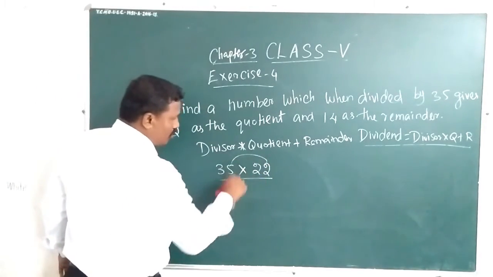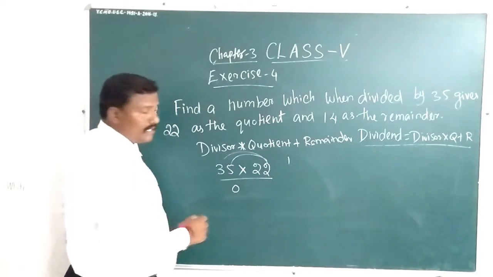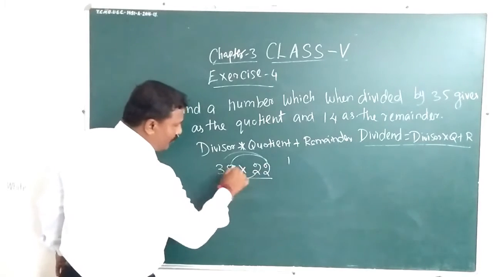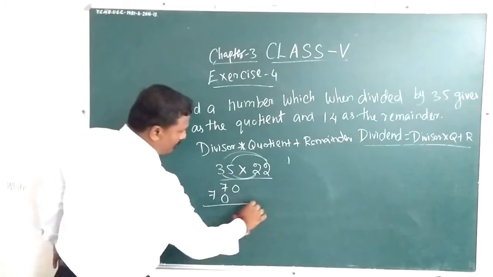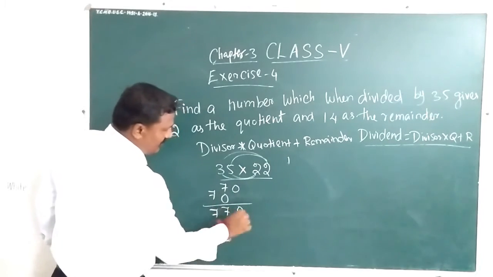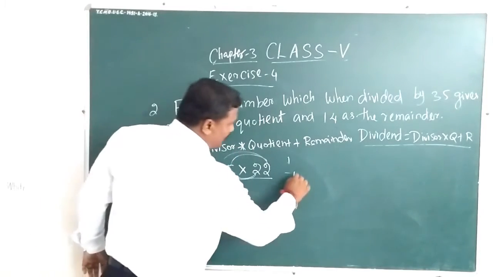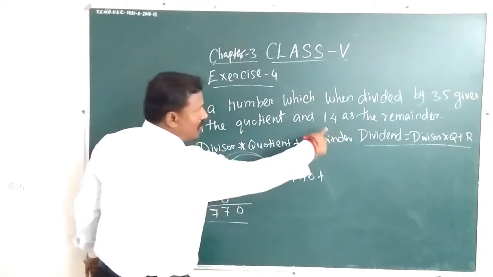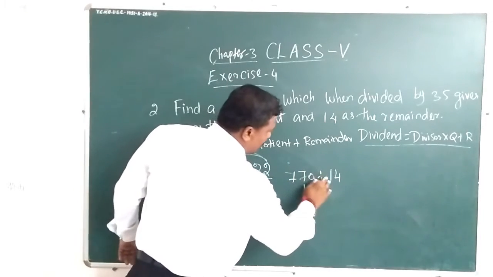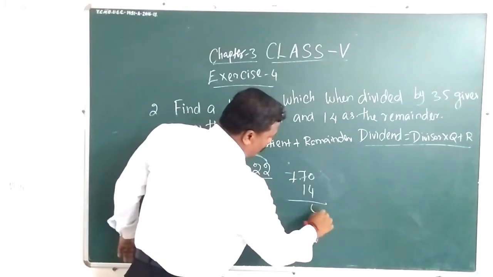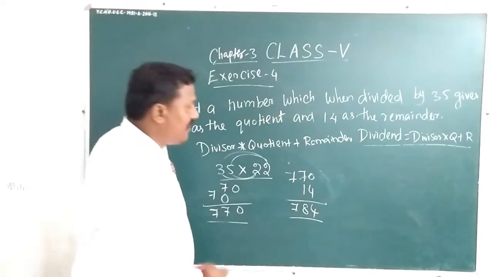So 2 5s are 10, remainder 1. 2 3s are 6 plus 1, 7. Then 0, 7 7, it's a product. So finally, as per the formula, we have to add 770 plus what is the remainder? 14. So if you add 14, 4, 8, 7. So 784 is the dividend.